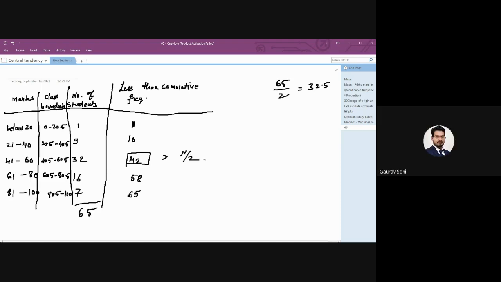Right now you said we have to divide by 2. So do we need to tell the marks or the less than cumulative frequency that is exceeding 32.5? That was for different data. That data was raw data, in which you just look at n by 2 and declare the median. Here you have class intervals. So the class just exceeding n by 2 is this. So this is the median class.